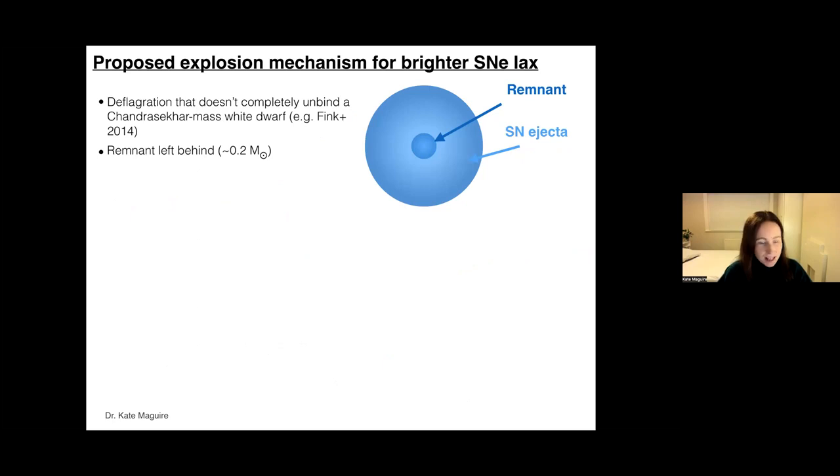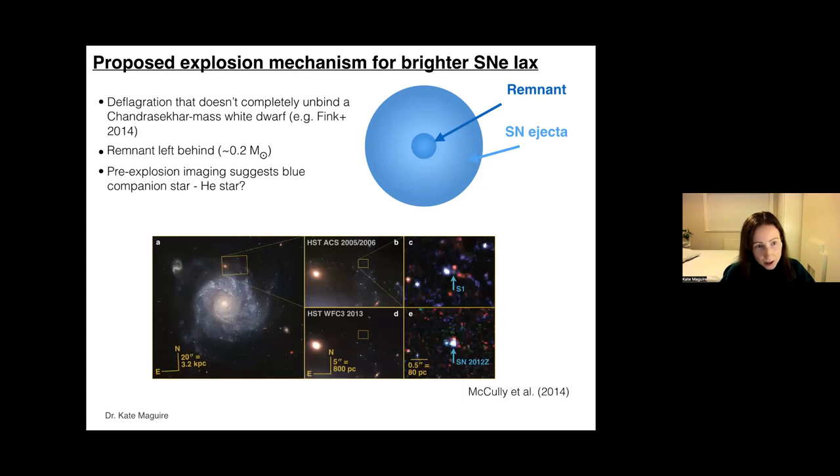So just briefly then on the 1AXs. As I said, these are the ones that we think are most likely deflagrations of Chandrasekhar mass white dwarfs. I think this has been thought for a good few years now. This is where the deflagration doesn't completely unbind the white dwarf, and so you're left with a remnant at the center of a few tenths of a solar mass. And this has been seen in nebular phase spectra. We also have pre-explosion imaging that suggests a blue companion star, which might be a helium star.